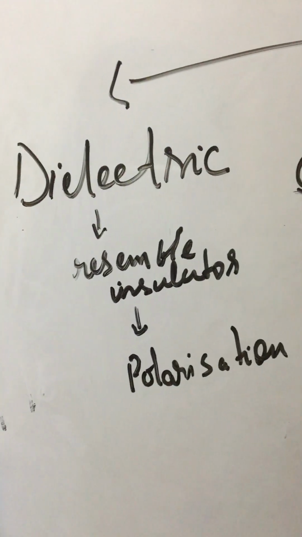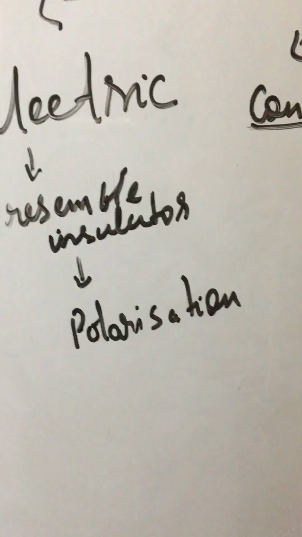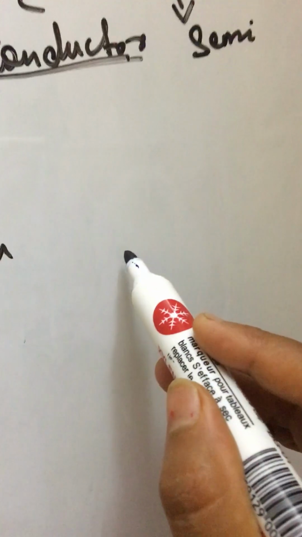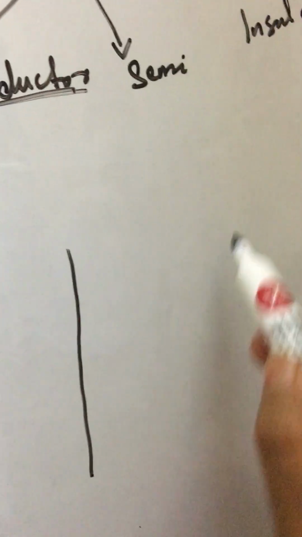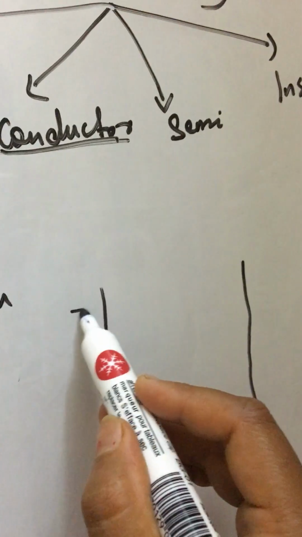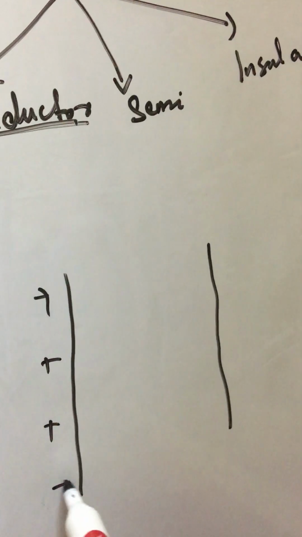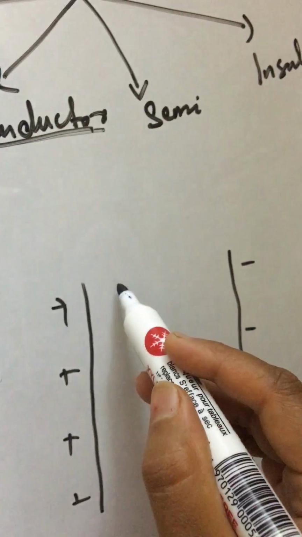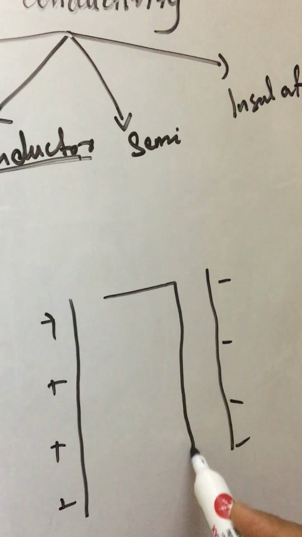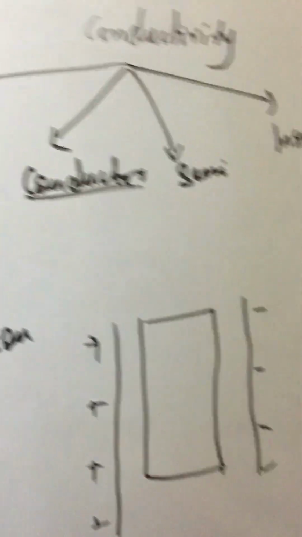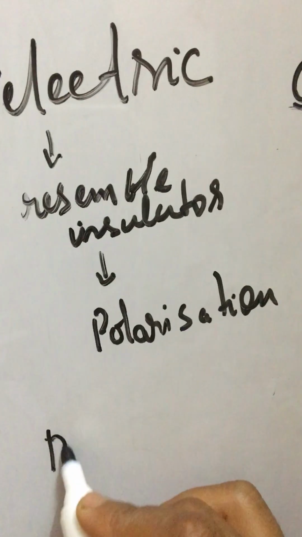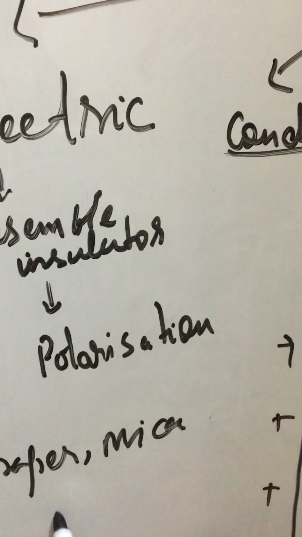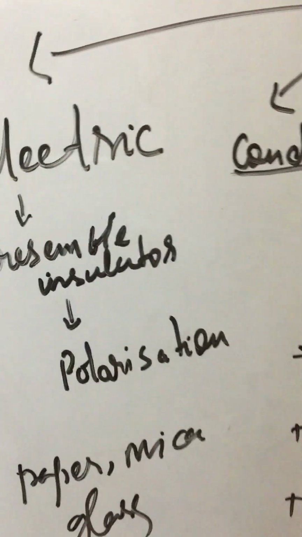Now what happens in a dielectric when an electric field is placed on it? Again, suppose these are the parallel plates of a capacitor. I'm drawing it further apart just to make things clear. Now suppose I have kept a dielectric slab. Examples of dielectrics are paper, mica, and glass.